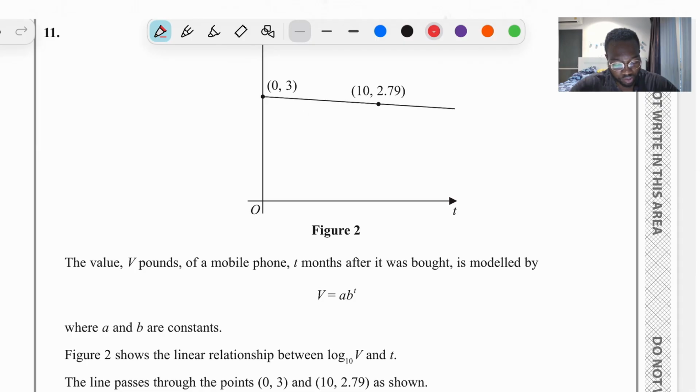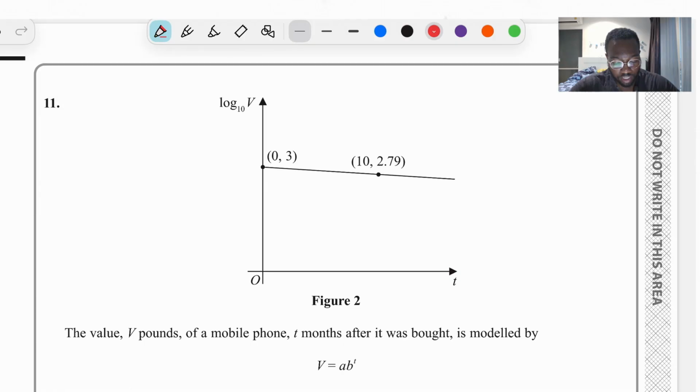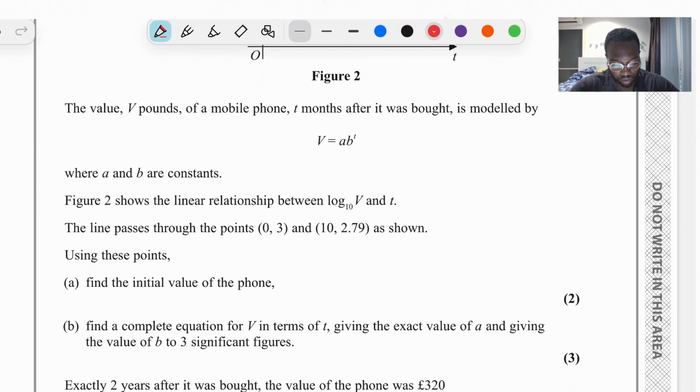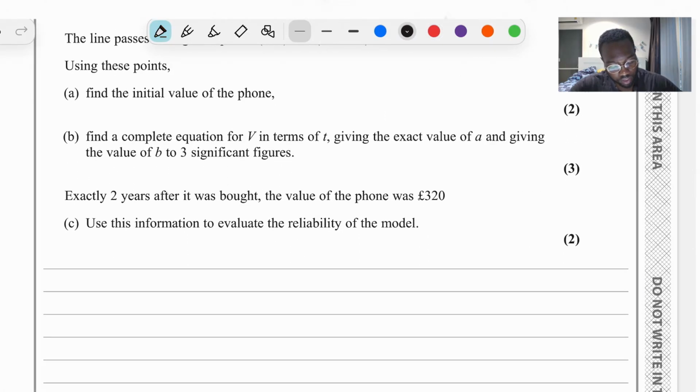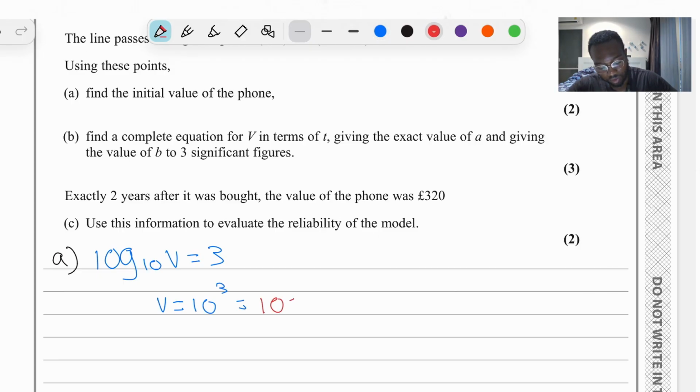And the thing about this question is everything is going to be in terms of logs. So as we can see, log base 10 v, okay, that is equal to 3. So there's not much we actually have to do here. All we have to do is, we want the initial value. We know that when t is 0, the log base 10 v would be 3. Therefore, it's just log base 10 v is equal to 3. And then, to work out the initial value of the phone, now we can just solve for v. And if you do this, that would be v is equal to 10 to the power of 3. So we have v is equal to 1,000, okay? In this case, that would be like £1,000.